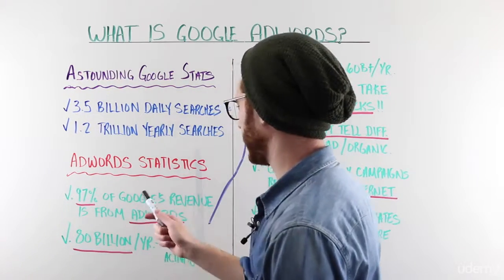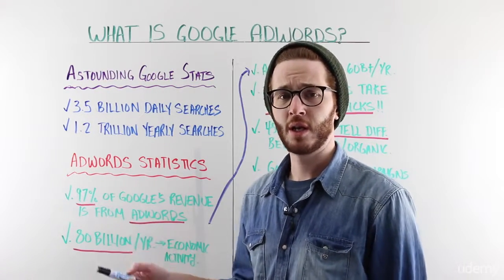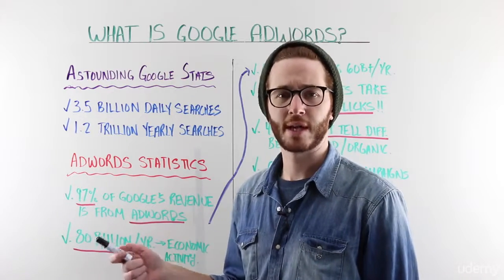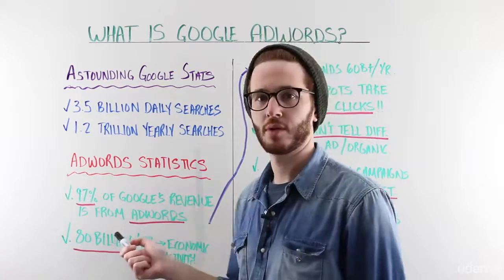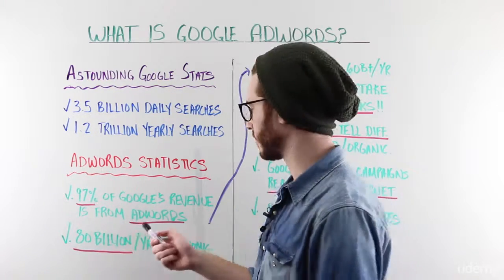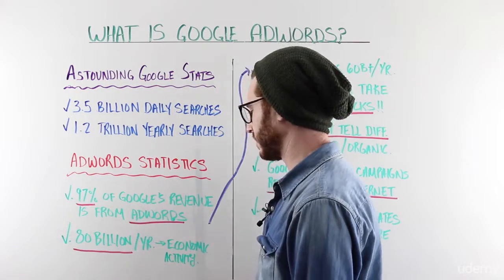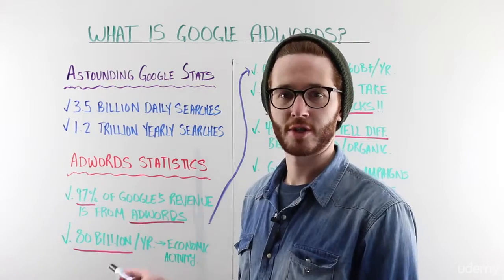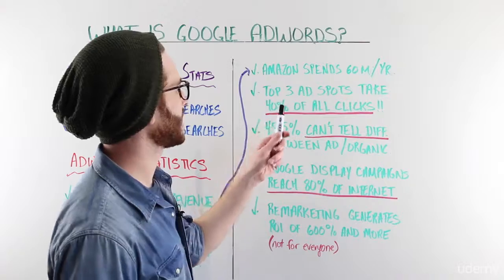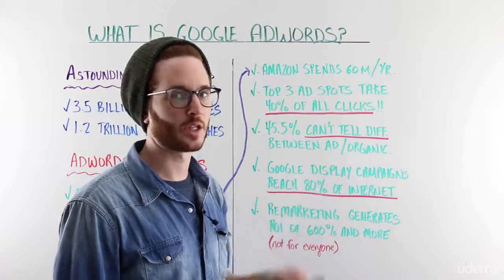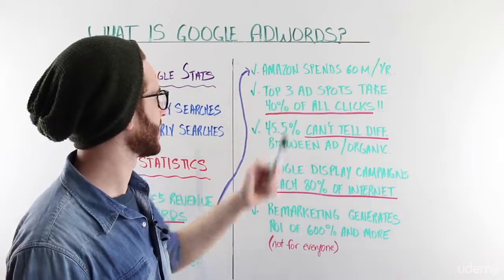90% of Google's revenue is from AdWords. That's a huge amount, if you think about all the different projects and all the different platforms that Google has under their umbrella. That comes from AdWords clicks. $80+ billion a year is generated in economic activity across the US from AdWords. That's tremendous. Another interesting piece of information is Amazon spends upwards of $60 million a year on AdWords clicks. That's obviously a huge amount of money, so it's working for them.